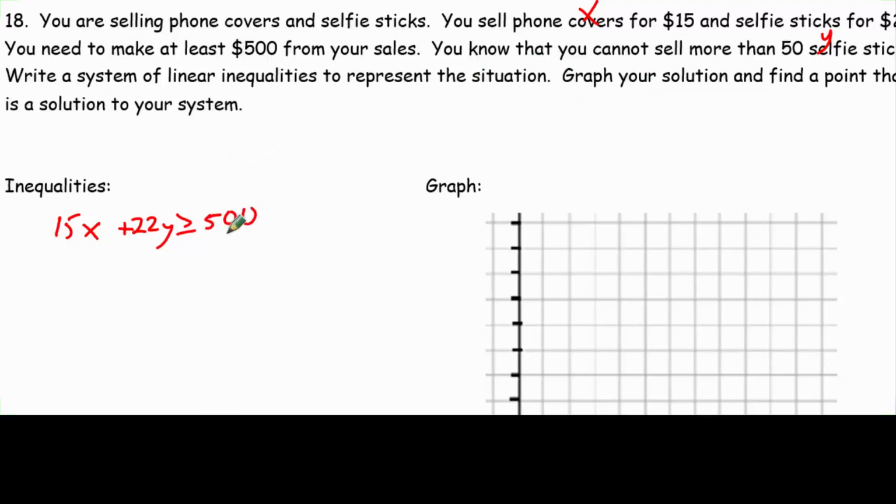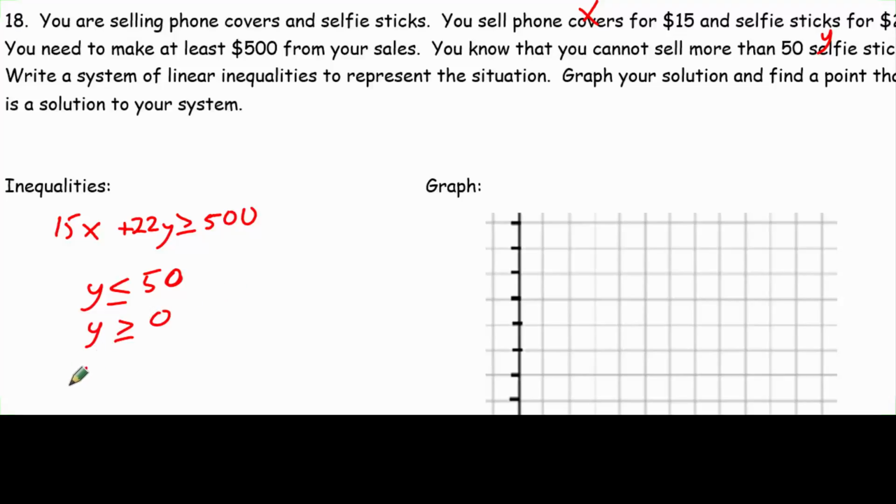And you know you cannot sell more than 50 selfie sticks, so your selfie sticks, which is Y, has to be less than 50. Now, one of the things you have to realize here is it has to be bigger than 0 also, right? You can't sell more than 50, but you also can't sell less than 0. You can't sell more than 50, but that doesn't mean you can't sell 50 itself. You have to sell more than 0, but it doesn't mean you can't sell 0 itself.